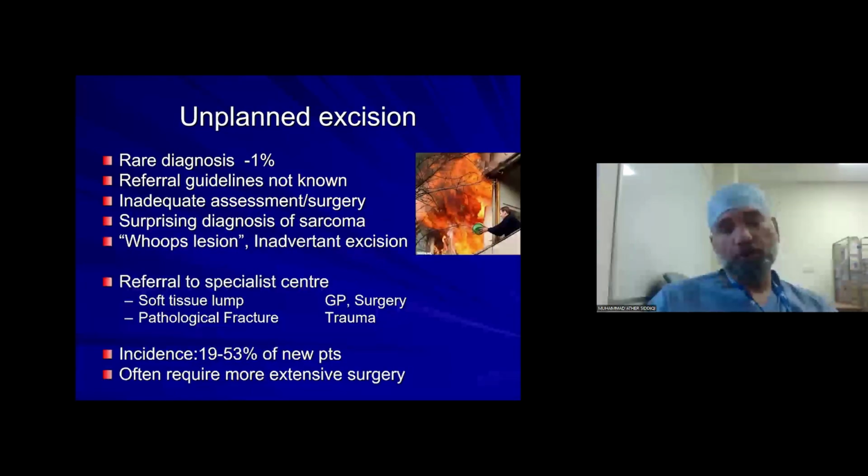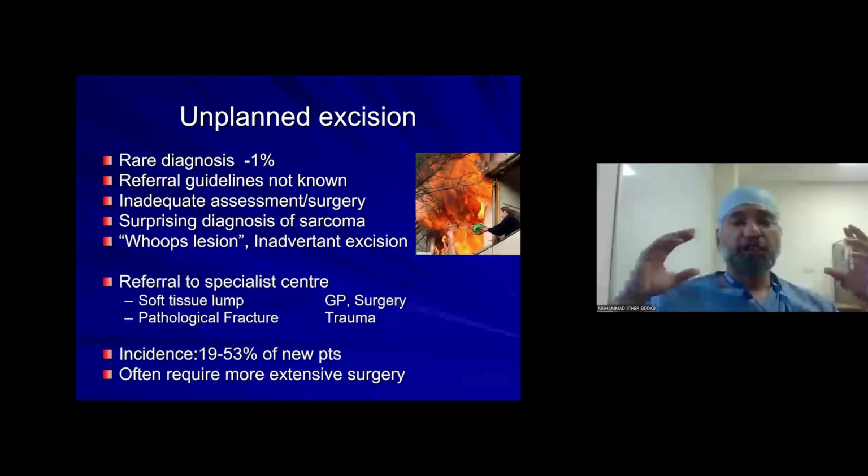So again, the reasons for unplanned excision, there's a number of papers on that. It's because, one, it's a rare diagnosis, so the index of suspicion is not very high. The referral guidelines would not be known, so it's good to know the referral guidelines. Guidelines exist. There's nice guidance on referrals. Or the reason could be inadequate assessment, and then you suddenly come up with a whoops lesion. So when and who should refer, and how should the referral happen?